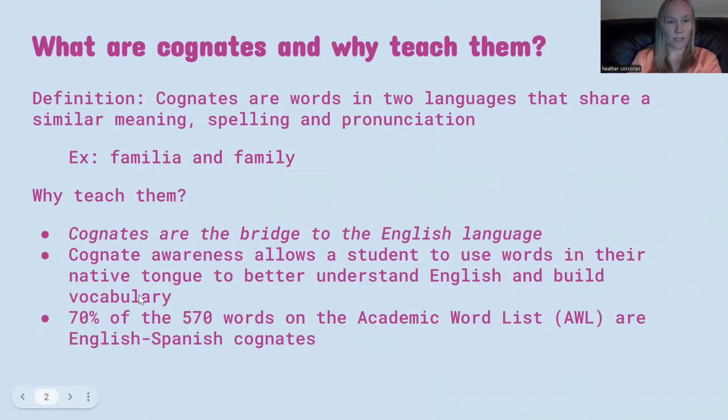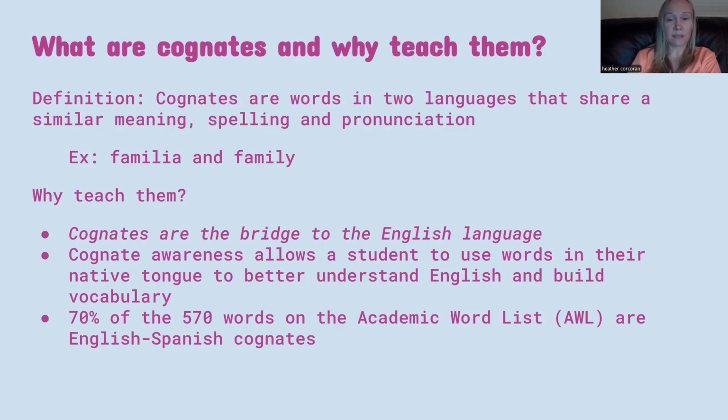So here's an example word that I've provided, familia and family. Both of these words have the same meaning, similar sounds and pronunciation, and very similar spelling. So why do we teach them in the classroom? We teach cognates because they are the bridge for a Spanish speaker to the English language.